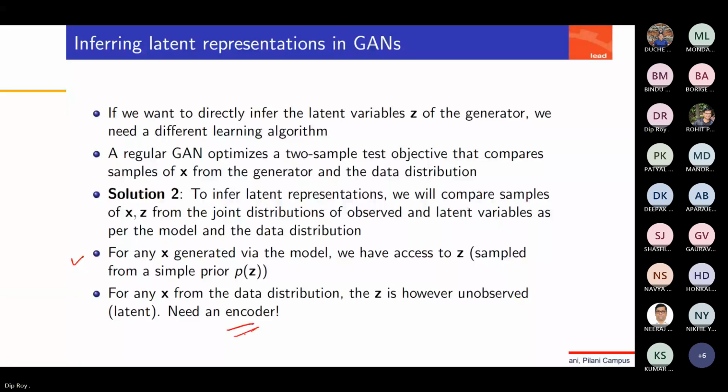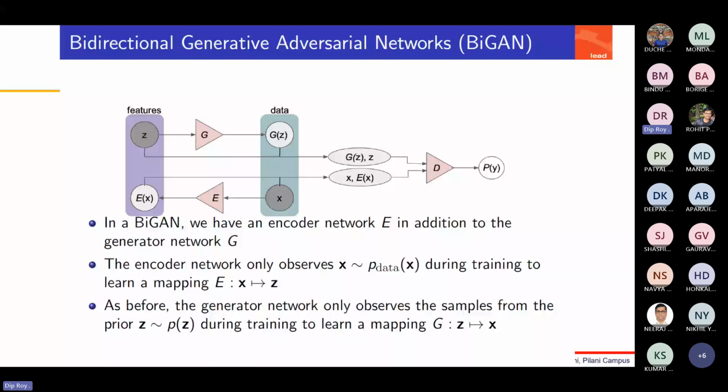And that is where this architecture comes in, which is called the BiGAN, the bidirectional generative adversarial network. And what it says is pretty intuitive. On the top, you have your regular generator. The regular generator takes in Z, that is basically the fake distribution, and gives you G of Z, which is essentially your X. I'm just writing X fake.